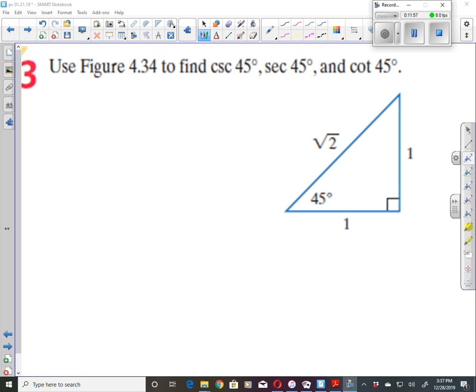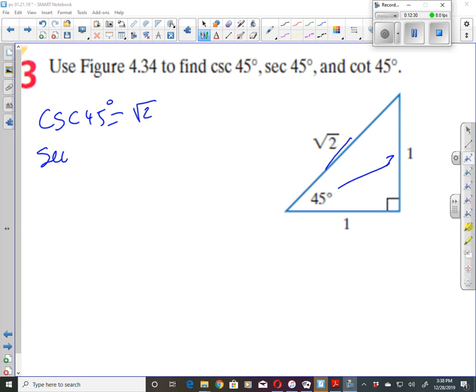Okay, use the figure to find the cosecant, secant, and cotangent. We can find the sine, cosine, and tangent also, but in this case, cosecant is the reciprocal of sine. So cosecant 45 is equal to the reciprocal of sine, which is opposite over hypotenuse, right? So what's the reciprocal of 1 over root 2? Square root of 2 over 1.